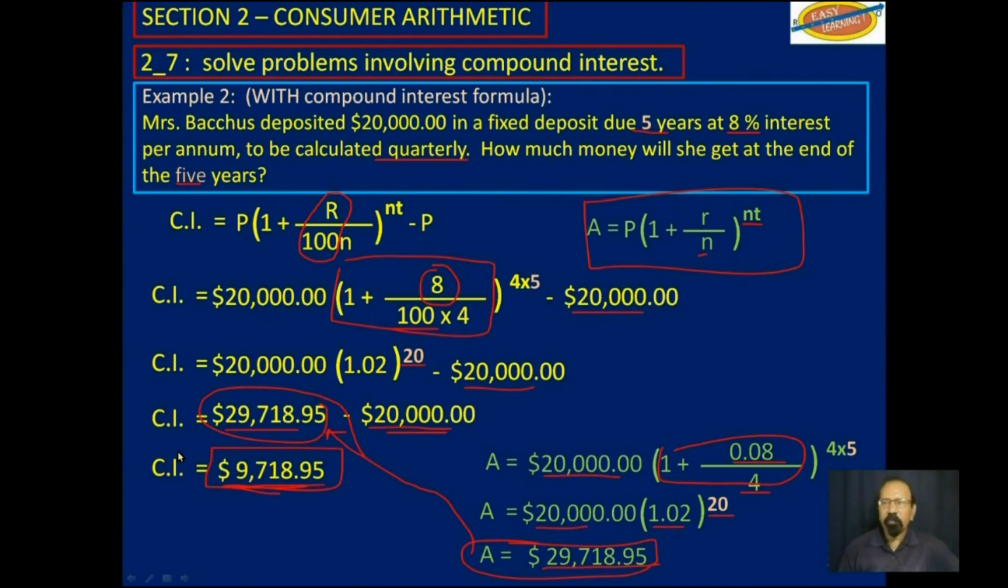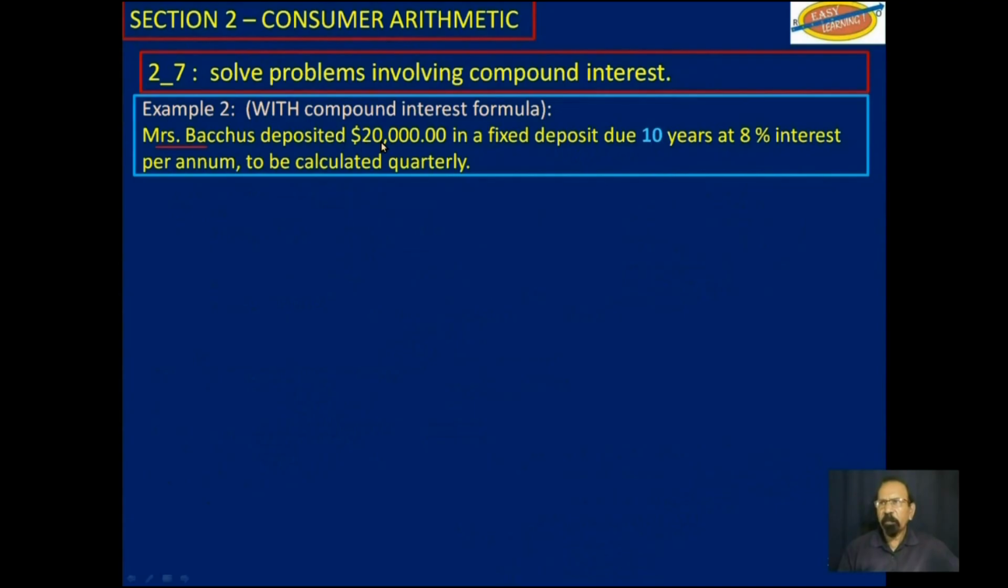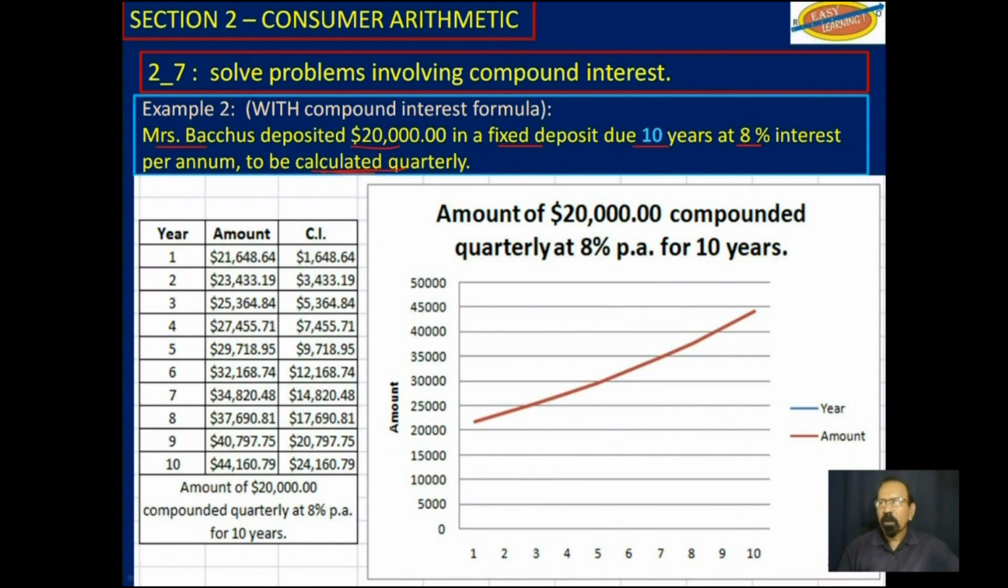All right, so Mrs. Bacchus deposited $20,000 in a fixed deposit for 10 years at 8% interest to be calculated quarterly. I'm not going to show you the actual calculation. On a spreadsheet, this is what it works out to: 20,000 compounded quarterly at 8% for 10 years. On the right here, you have the interest, and on the left here, you have the increasing principal because the interest is added to the principal to give you the principal for the following year.